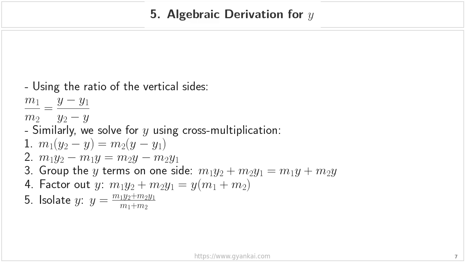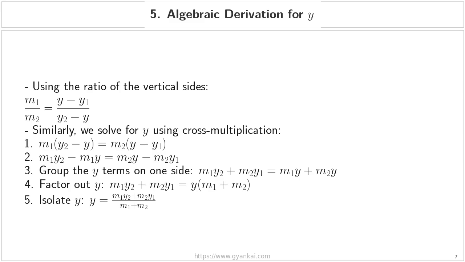Finally, to isolate y, we divide both sides by the quantity m1 plus m2. This leaves us with our final formula for the y-coordinate, y equals the quantity m1y2 plus m2y1, all divided by m1 plus m2. Now that we have successfully derived the formula for the x-coordinate, we will follow the exact same logic to find the y-coordinate. As you can see, the structure of the formula for y is identical to the one we found for x.